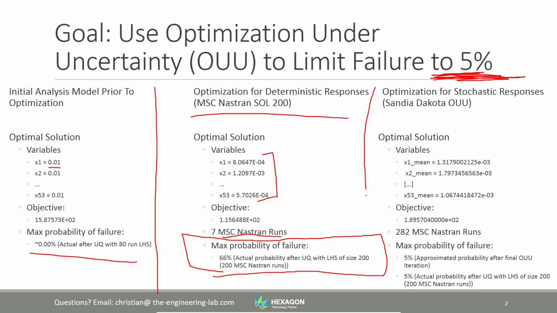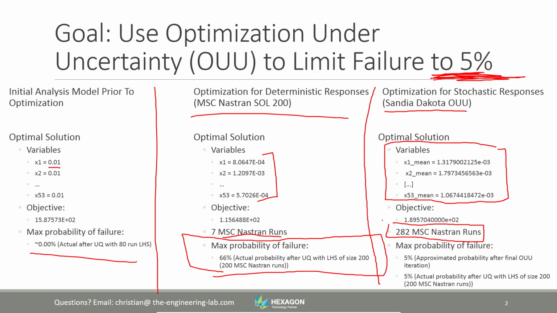So in this tutorial, we use Dakota, or Sandia Dakota, to perform this OUU. Here we have the optimal solution, or the values for the variables. Here we find out that we needed 280 MSC Nastran runs, which is expected because we have over 53 uncertain variables. By the end of this exercise, you'll find out that the final probability of failure is 5%.